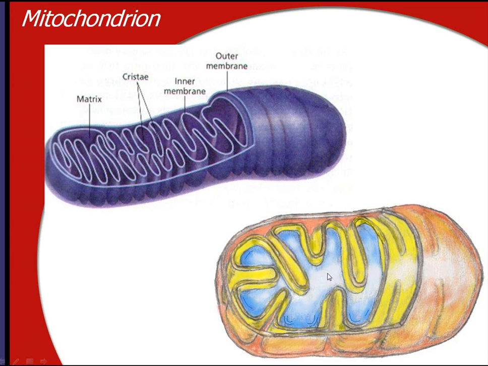Inside these cristae, or these folds, is what we call the matrix. It is in the matrix where the citric acid cycle actually occurs. It is also in the matrix where we find the mitochondrial DNA and ribosomes.